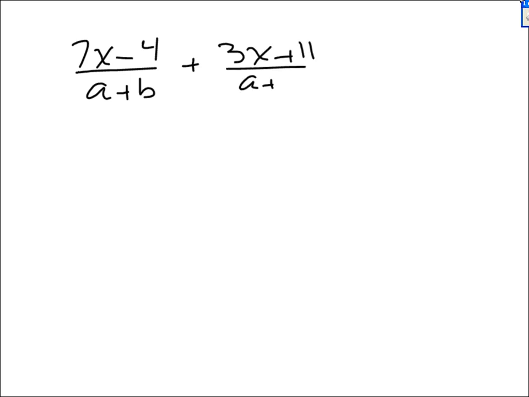Section number 33 is entitled Adding and Subtracting Like Fractions. What that means is the denominators are going to be the same. When they say adding and subtracting like fractions, they mean adding and subtracting fractions with like denominators, with the same denominators. Let's do a different example first.